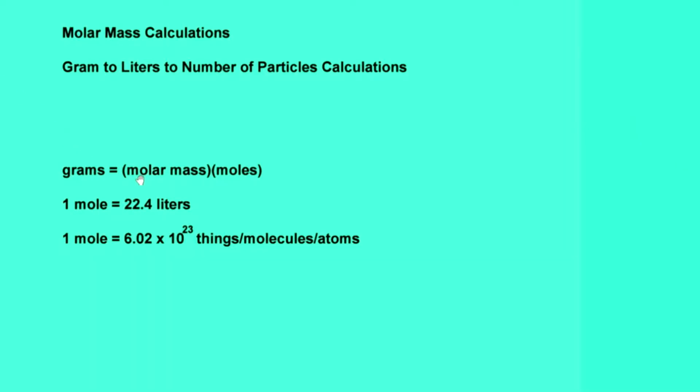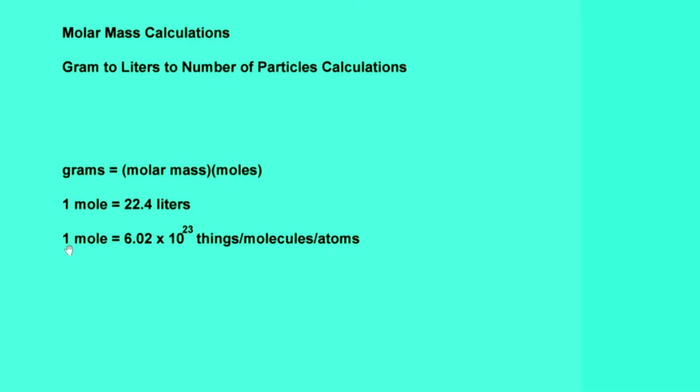These are the three main formulas that you're going to need to use. We have the grams of something is equal to the molar mass times the moles. We have 1 mole equaling 22.4 liters. This pertains to gases, and it doesn't matter how big the atoms or molecules are that you're talking about. No matter what it is, 1 mole of that substance is going to occupy 22.4 liters.